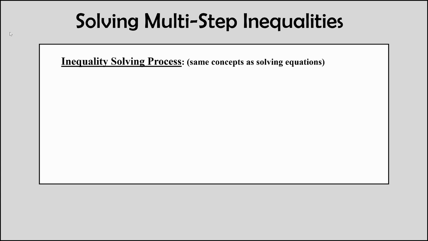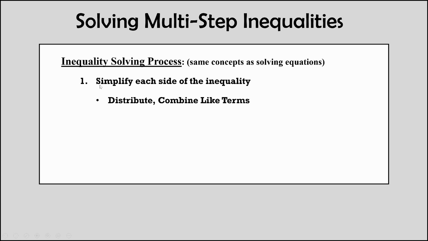All right, so our first step in this process is always the same. We're going to simplify each side of the inequality sign. So we're going to distribute, we're going to combine like terms. We can do whatever we can to write each side with as few terms as possible. After we do that, then we need to isolate the variable term.